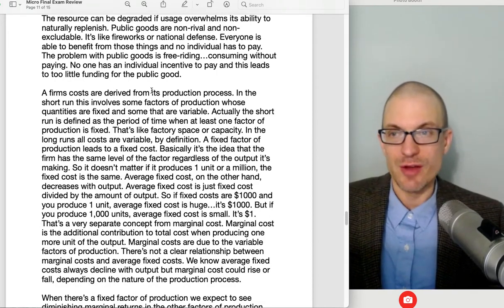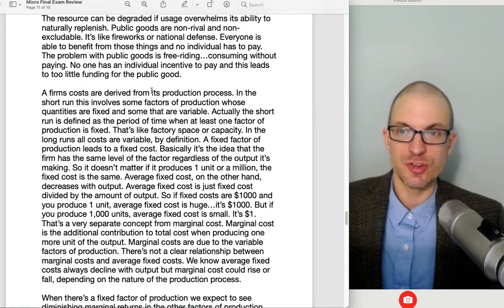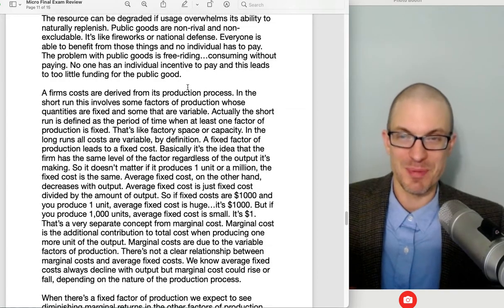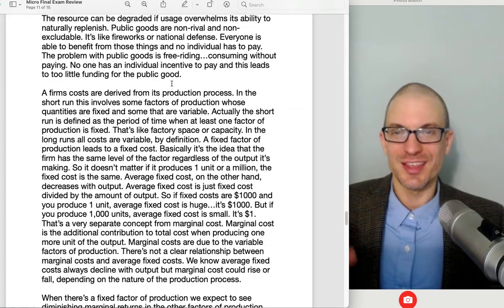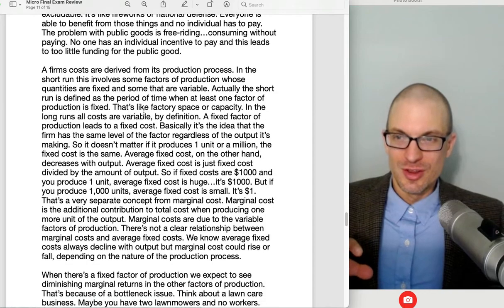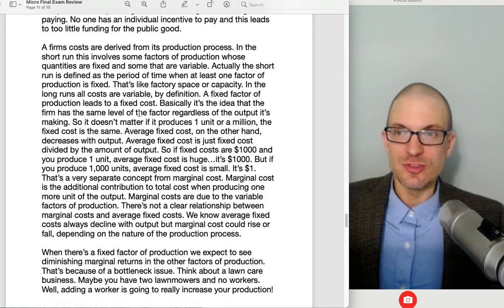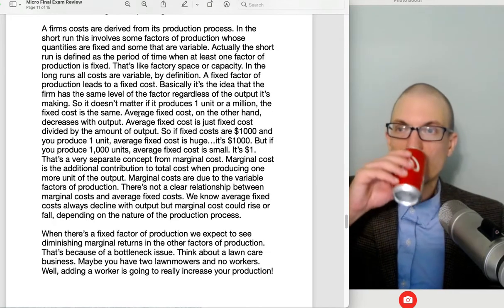Public goods are non-rival and non-excludable, like a fireworks display or national defense. So everyone is able to benefit and nobody has to pay. So that's the problem of free riding, consuming without paying. No individual has an incentive to pay, and this leads to too little funding for the public good.